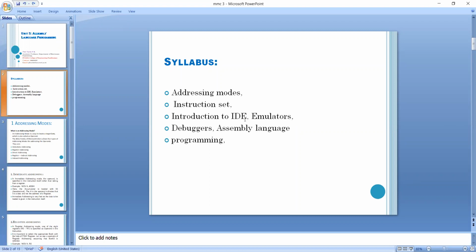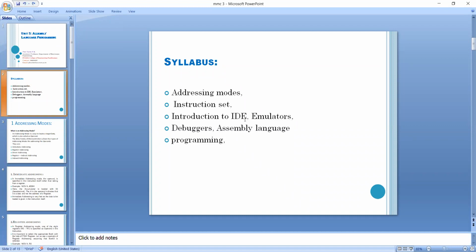In the microprocessor we divided the instruction set into different parts: data transfer instructions, arithmetic instructions, logical operation instructions, branching instructions, and controlling instructions. The same instructions you are going to see in the 8051 also, with slight changes. Along with that, you have 3 main points: introduction to IDE, emulator, debugger, and the last one, assembly language programming.